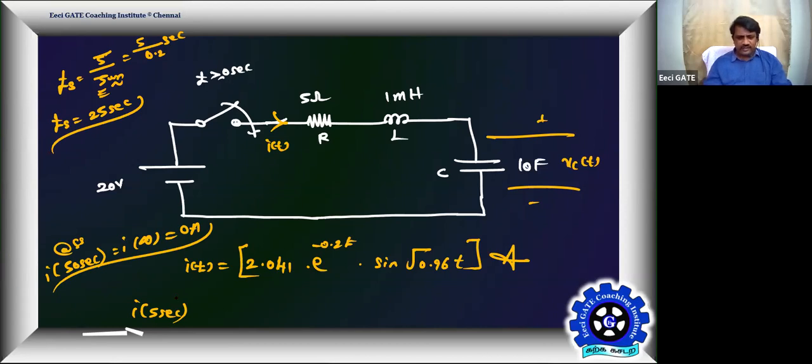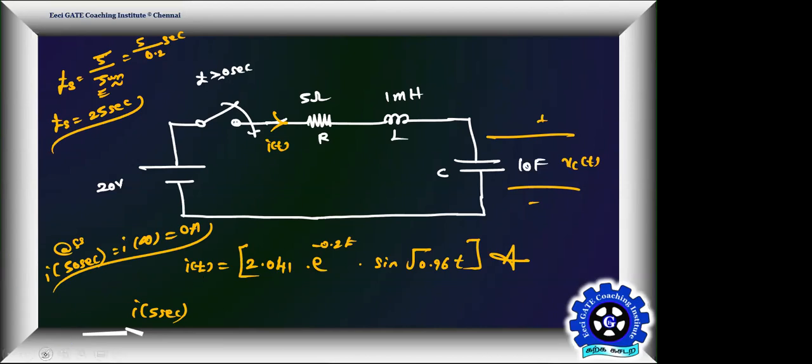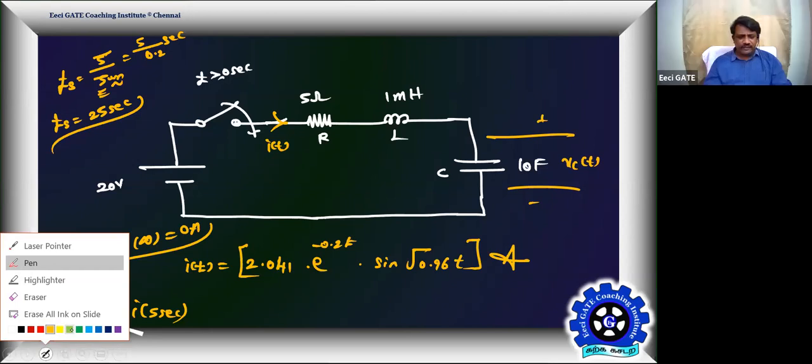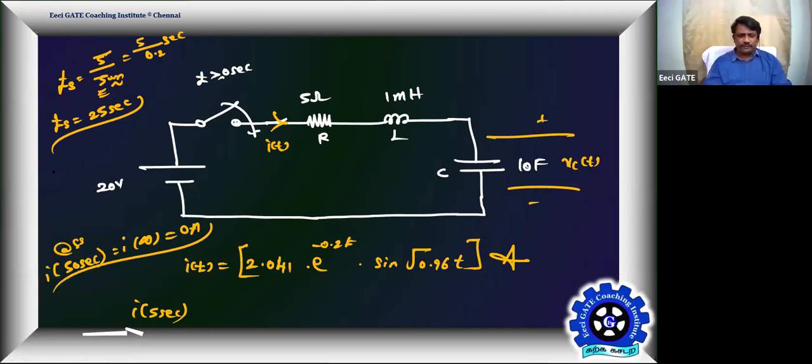Following, right? Yes, sir. Find out I of 5 seconds. That's the current at 5 seconds. So we'll see what happens in the circuit at time t equal to 5 seconds. Find out the current I of 5 seconds. That is 2.041 into e to the power of.